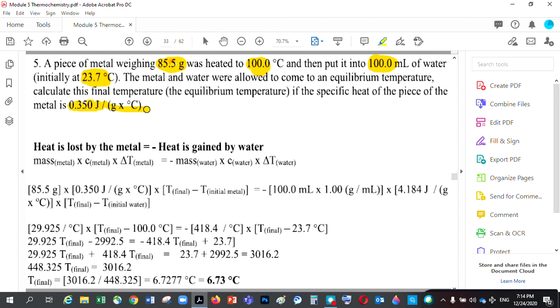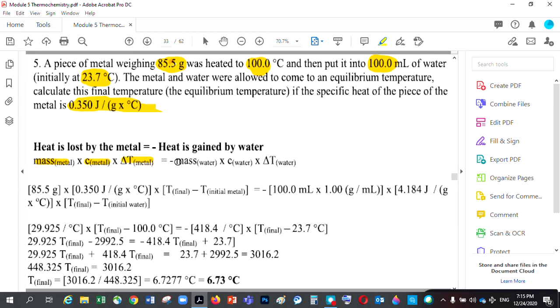So this is straightforward. We did this one before. We need to get delta T from the delta T of the system. We have the initial temperatures, so we can calculate the T final. Let's put it here. Heat lost by the metal equals minus the heat gained by H2O. So multiply the mass of the metal by the specific heat of the metal by the delta T of the metal.